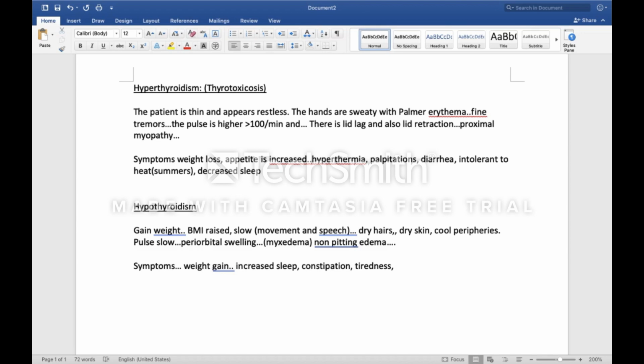Okay, and as you know, the patients who have hyperthyroidism are intolerant to heat. So these people are intolerant to cold weather. Sorry, hyperthyroidism people prefer cold weather, whereas hypothyroidism people prefer hot weather, because they cannot withstand cold.